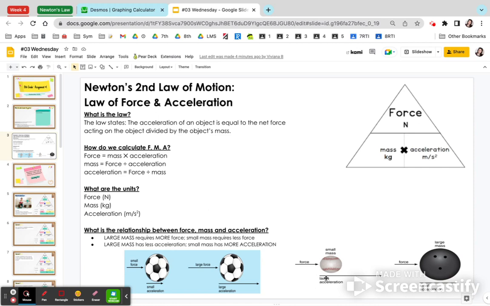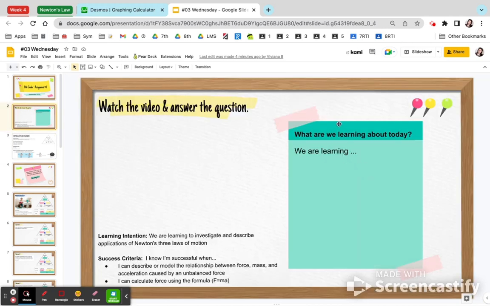So something with a small mass is going to have a large acceleration, move faster, move quicker, versus a large mass is going to have a smaller acceleration. It's not going to have the same acceleration. It's not going to move as fast as something with a small. So now that I've kind of given you an overview, please answer this question.